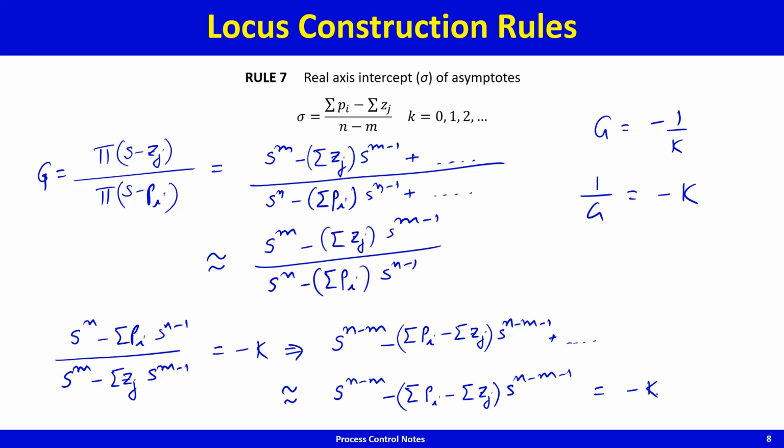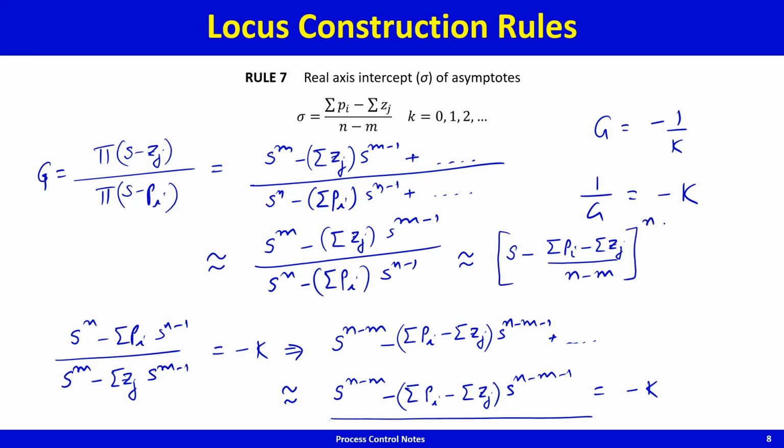I do another approximation. The left hand side is approximately equal to S minus summation Pi minus summation Zj divided by n minus m, to the power n minus m. This should be equal to minus k, a negative real number.